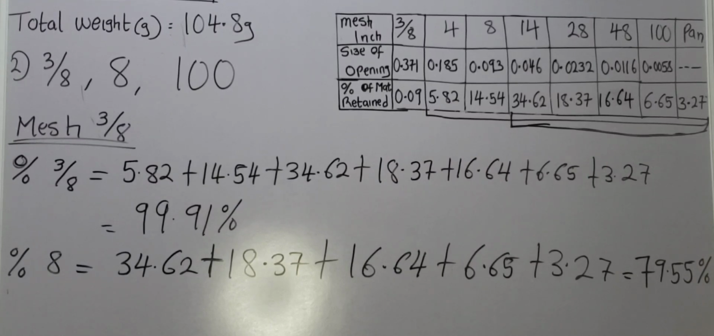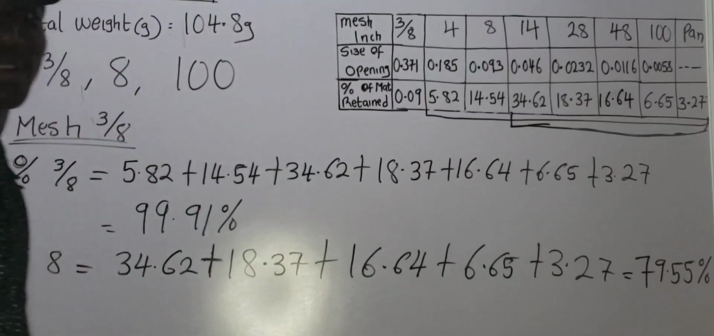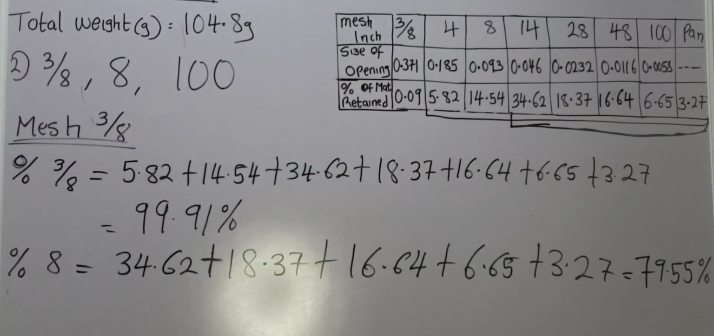Okay, let's calculate the percentage of material that pass through mesh 100. It's very, very simple to get that. I'm very sure you're going to get it. Now I want to ask you, do you get your answer? Do you get 79.55 as your answer? If you get it, kudos to you.